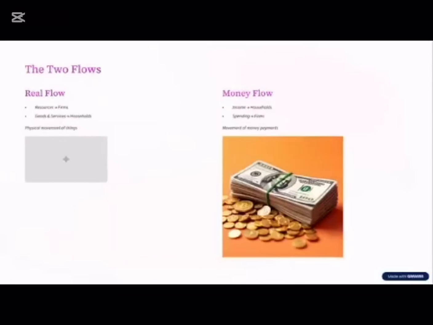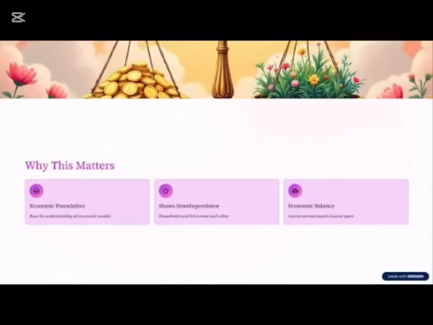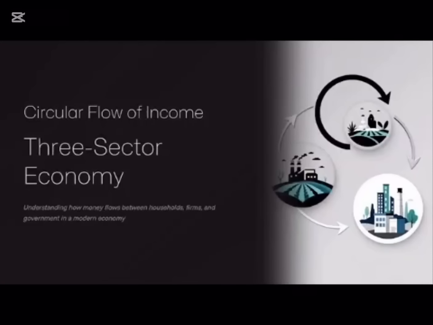Adding realism, the three-sector economy. Of course, real economies are not just households and firms. There's a very important player we need to add, the government. When we include the government, we move to the three-sector economy. So now we have households, firms, government. How does the government fit in?